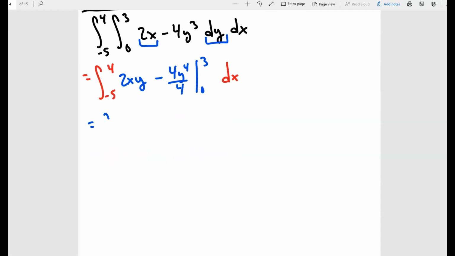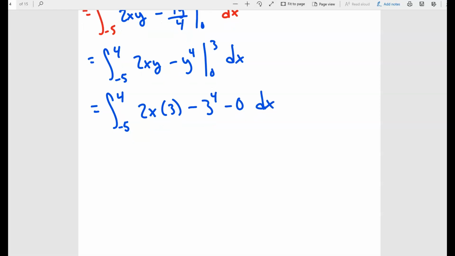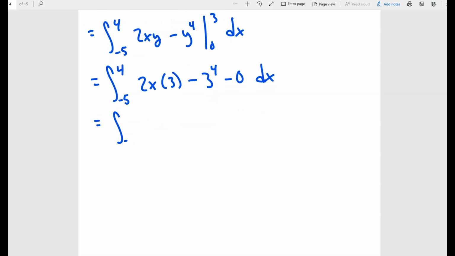Okay, so I'm going to have the integral from -5 to 4 of 2xy minus y to the 4th from 0 to 3 dx. Now I'm going to plug in the 3 into the y, so the integral from -5 to 4 of 2x, nothing for the x, plug in the 3 minus 3 to the 4th. Then I plug in the 0, but I'm just going to get 0 dx. So I'm going to have the integral from -5 to 4 of 6x, and then 3 to the 4th power is just going to give me 81 dx.